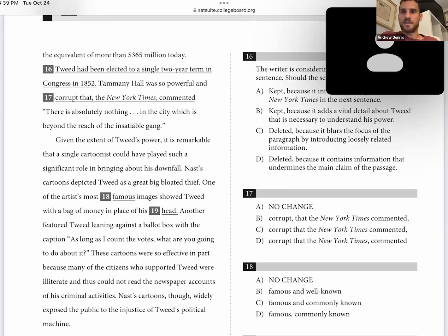17. Tammany Hall was so powerful and corrupt that the New York Times commented, see, this sounds bad already, so we'll change that. Tammany Hall was so powerful and corrupt that the New York Times commented. Tammany Hall was so powerful and corrupt that the New York Times commented, comma. Tammany Hall was so powerful and corrupt that the New York Times, comma, commented. What do we think the answer is to this one?